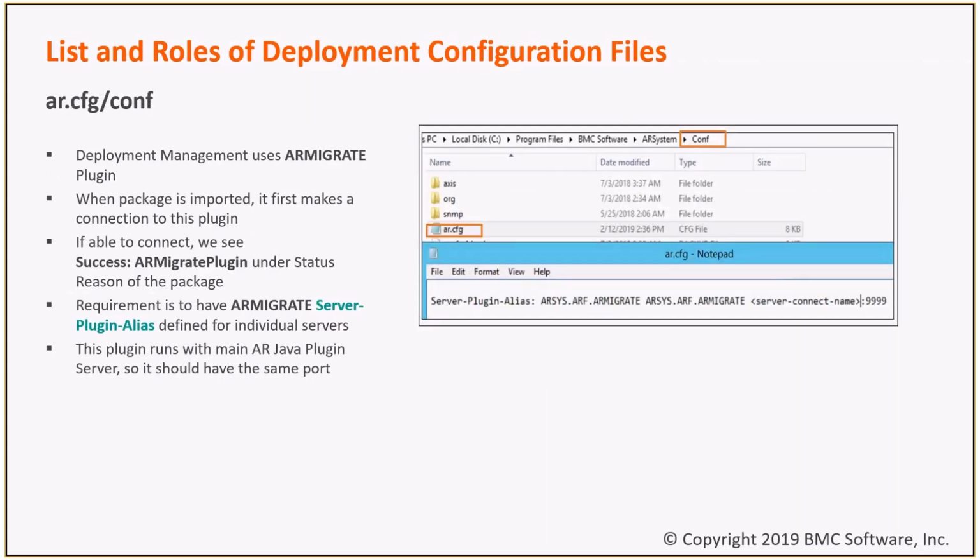Our next file is ar.conf. Deployment manager uses the AR migrate plugin. When a package is imported, it first makes a connection to this plugin. If we are able to make the connection, we can see a status like success AR migrate plugin when we view the package. The requirement is to have the AR migrate plugin server plugin alias entry defined for each server in this file. This plugin runs under the main AR Java plugin server, so it will be using the same port.